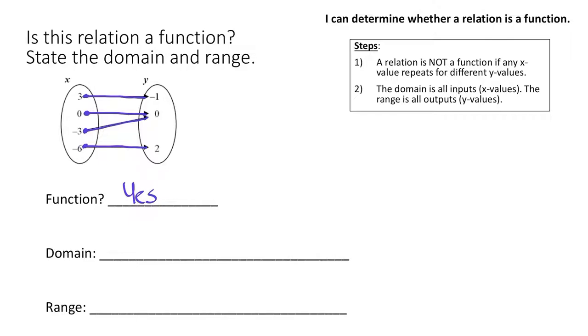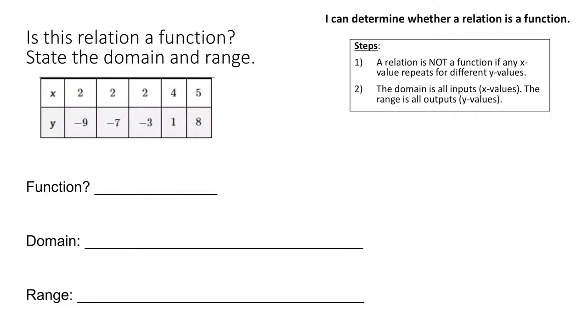So now to list out the domain, we're going to list out all of the x values. So the members in the domain are going to be 3, 0, -3, -6. The range is going to be all of the y values. So those values are -1, 0, and 2.